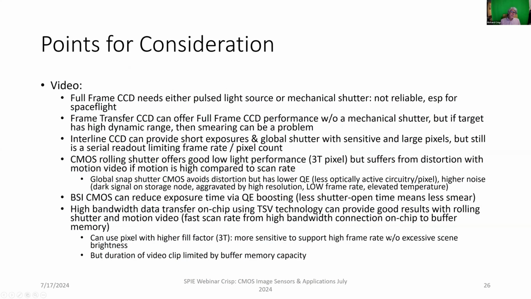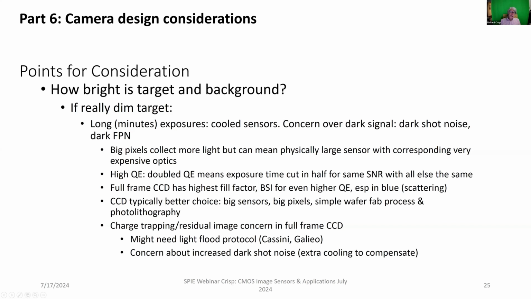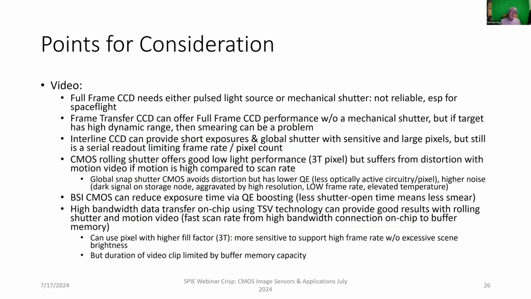So I'm not going to spend a lot of time on this, but I spent a lot of time on it in the class. If you're shooting video and you need a full frame CCD, you've either got to have a pulse light source or a mechanical shutter. CMOS though, you have an electronic shutter. You can have rolling shutters, or you can have the snap shutter as well if you have motion in the image.